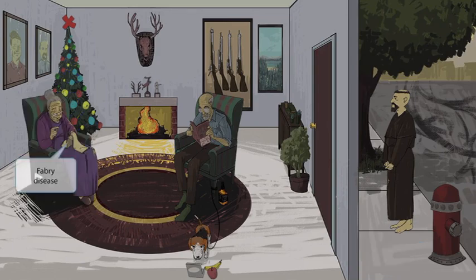Finally, we'll add the hunter's wife who is crocheting some fabric and enjoying the warmth next to the fireplace. So the fabric represents Fabry disease.